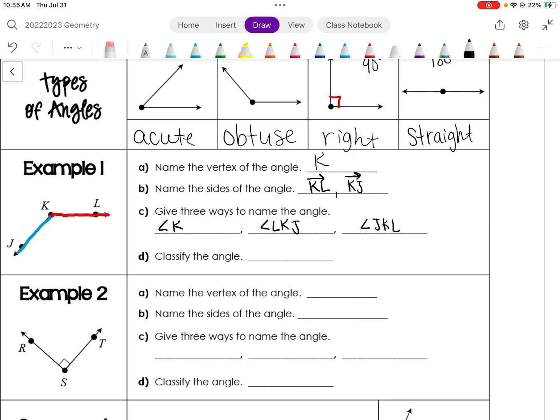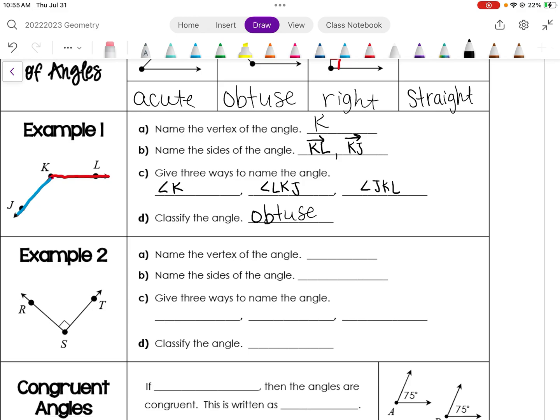And then it says classify the angle. What I mean by that is tell me what type it is. Well, if you look at it, it's definitely not a 90-degree angle because you don't see the box, so it's not a right angle. And it does look wider. It's open wider than a 90-degree angle, so that's obtuse.